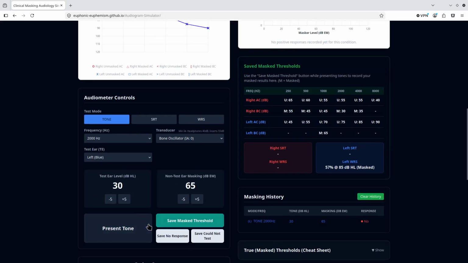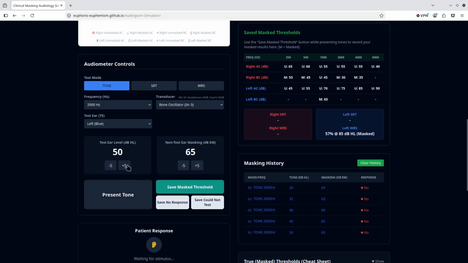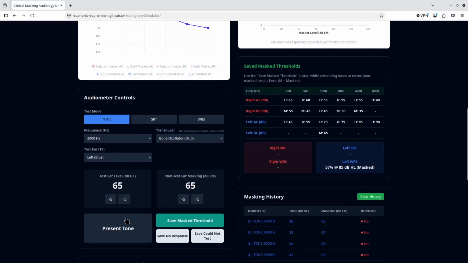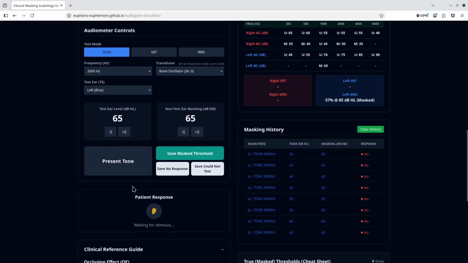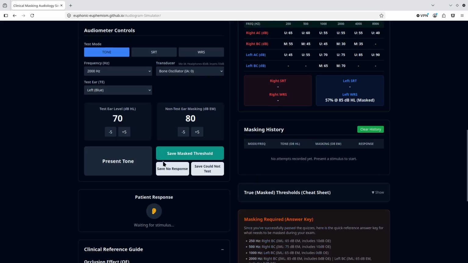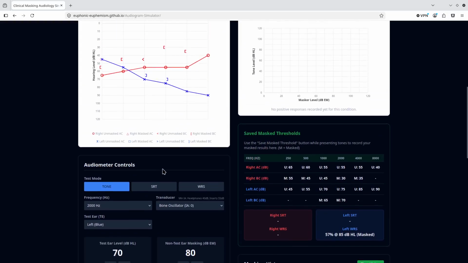Let's present the tone. No response. No response. Let's see if we get a response at some point here. Not getting a response. What's going on here? Let's see. Oh, we still have a ways to go for our left ear. We could get a response. Now we got a response. Now we're going to plateau. One more. Got our save mask threshold there. Good deal. So that looks like sensory neural in the left ear so far.